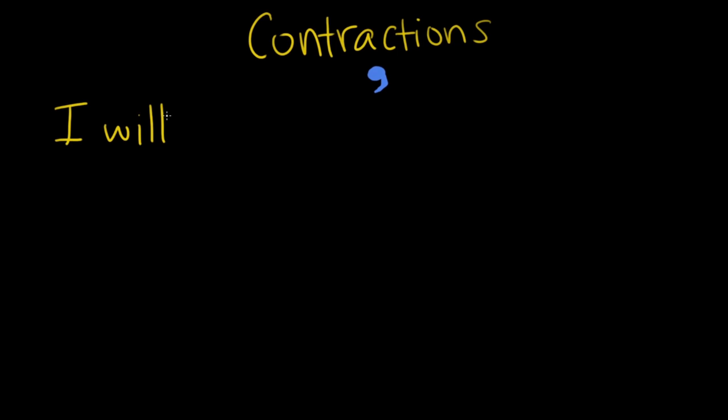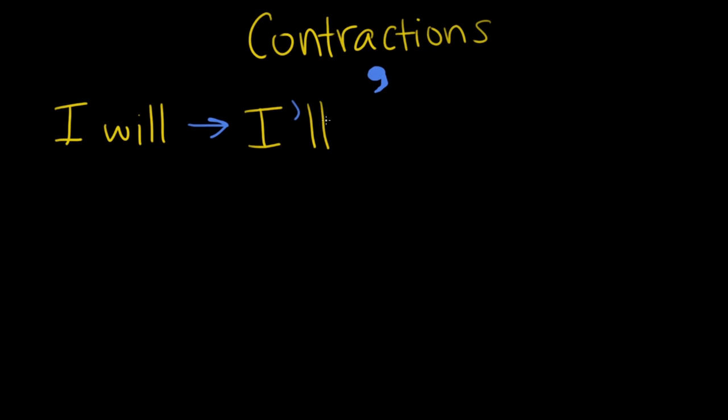So, we can say something like, I will, but honestly, that takes a lot of effort to say, right? You kind of have to articulate the mouth in this particular way. It's just easier to collapse all of that into one syllable, one sound to say, I'll. And when we do that, we use an apostrophe to indicate the missing letters, that missing w sound. That's a contraction.